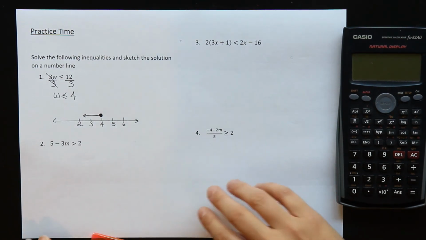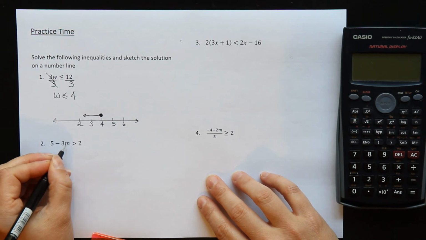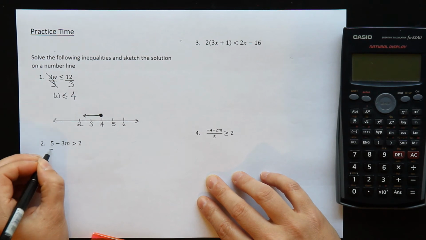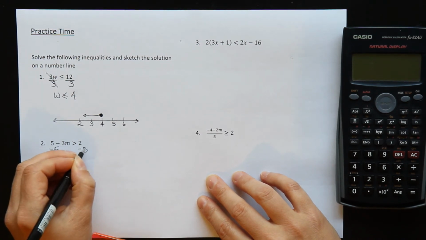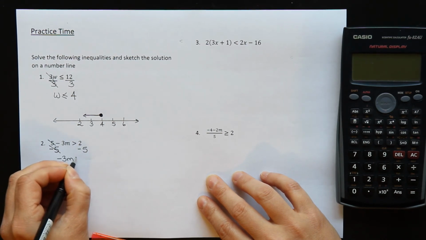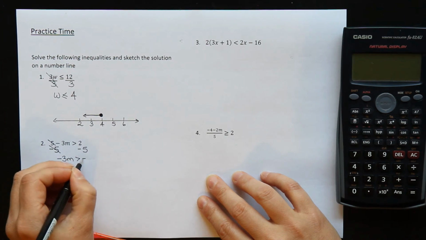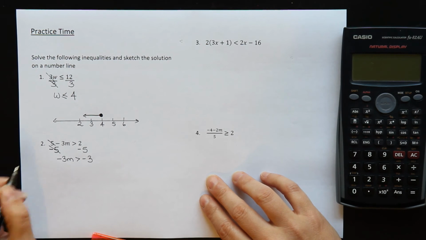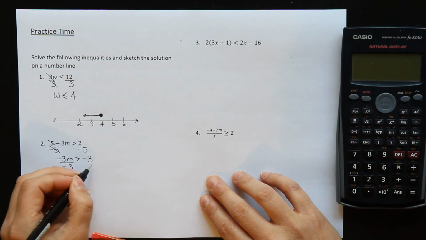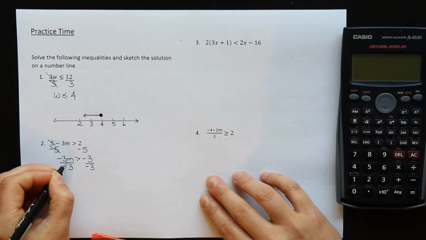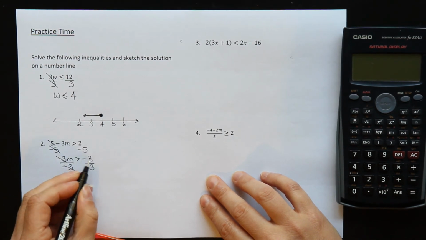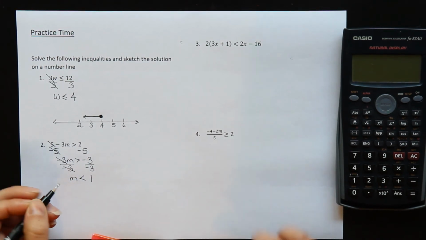Okay, question 2, let's keep going. 5 minus 3m is greater than 2. So first number I will have to get rid of is this 5. I subtract the 5. Gets rid of this. So I have minus 3m is greater than 2 minus 5 is minus 3. Now to get rid of this minus 3, I have to divide by a negative number. Divide by negative 3. So as soon as you divide by negative 3, we need to switch the sign to be a less than. Negative 3 divided by negative 3 is a positive 1.